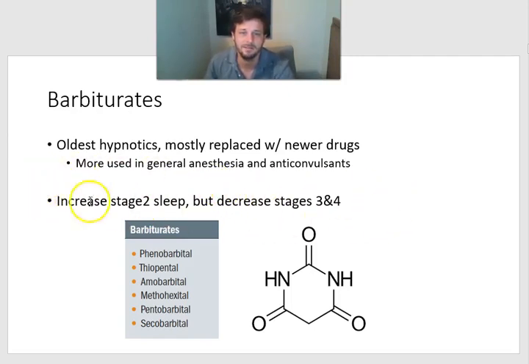What we see is your barbiturates increase stage 2 sleep, but decrease 3 and 4. And if you remember, 3 and 4 are 2 of the stages where you really get that restorative, restful sleep. Types of barbiturates, you've probably heard of these, maybe in passing. Phenobarbital, it's your first one. It's a really long-acting barbiturate. It can last from 6 to 12 hours. Mainly used as an anticonvulsant, so an anti-seizure med.